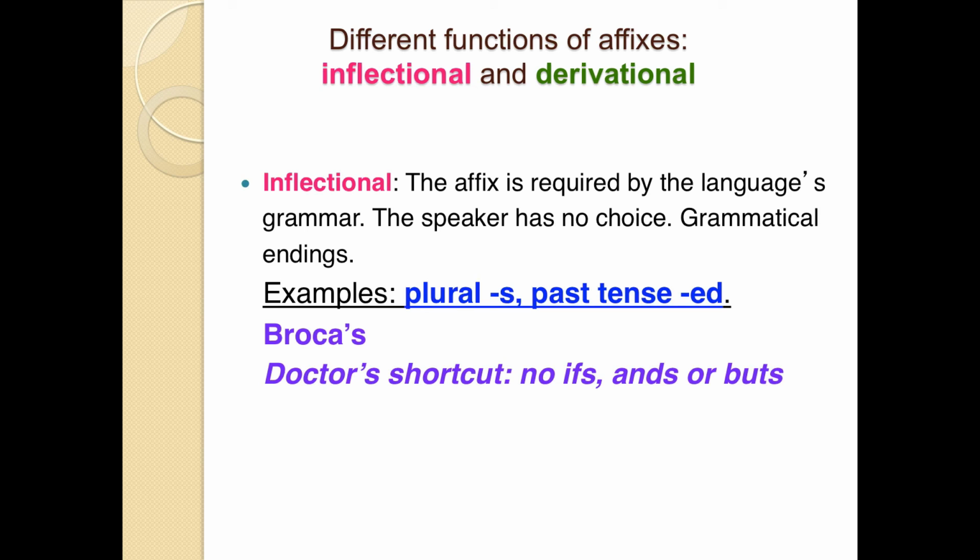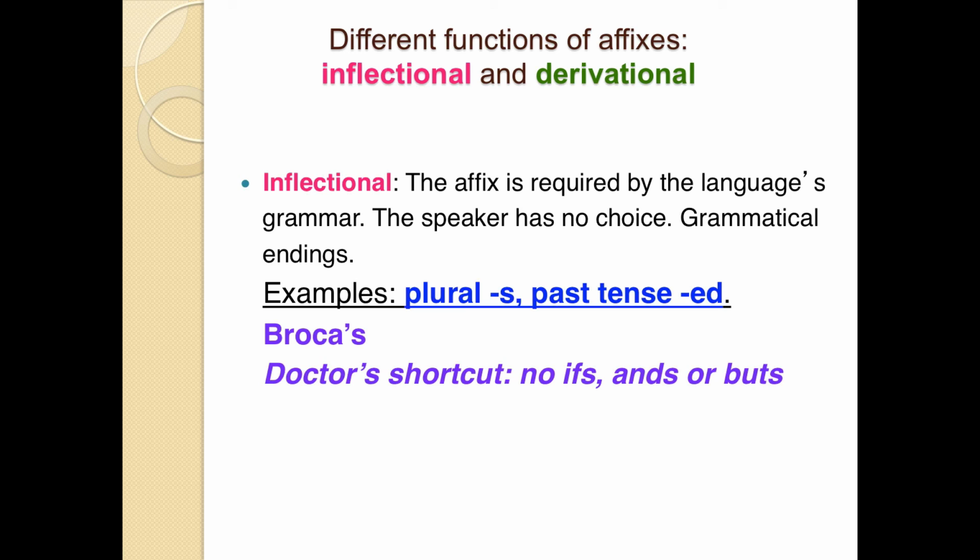Inflectional affixes are required by the language's grammar. The speaker has no choice. It's a grammatical ending. You just gotta use it. In English, it's not optional whether you use the plural s. For all but a few irregular nouns, you need the plural s if you want to do a plural. It's not optional. You cannot just say it or not say it. You cannot say, oh, I'm going to go to the bookstore and buy 2 book. No, that's just plain wrong. You got to say 2 books. So please hang on to the plural s and the past tense ed as good examples of inflectional affixes.